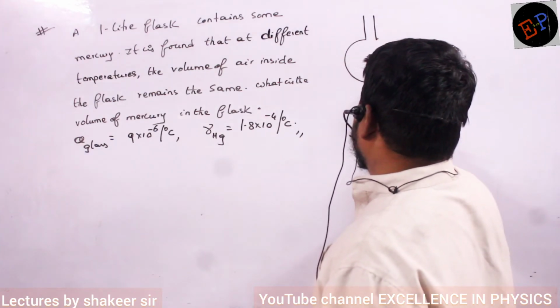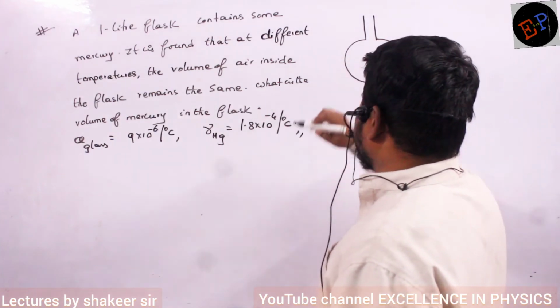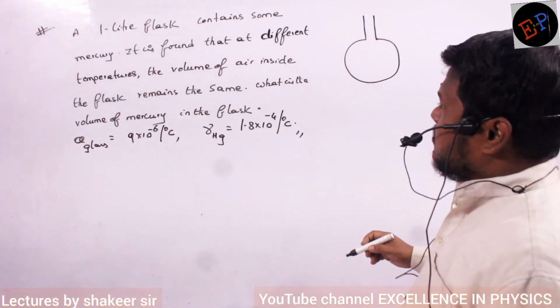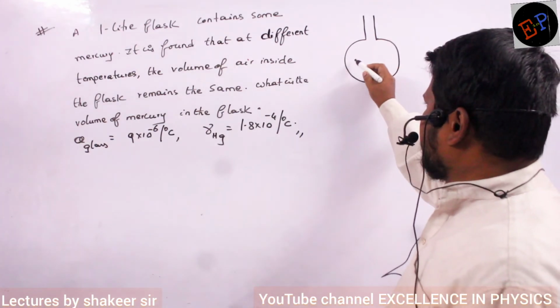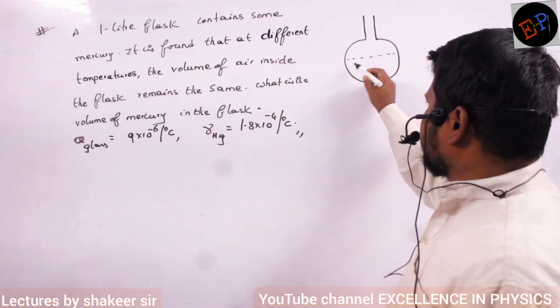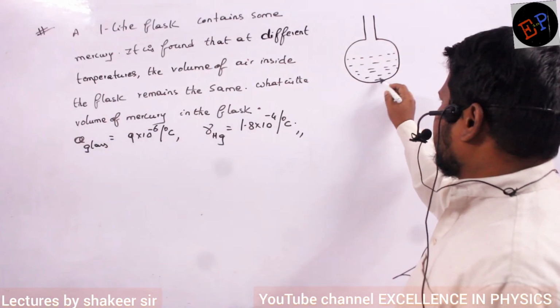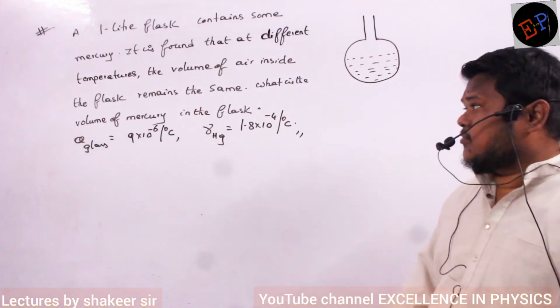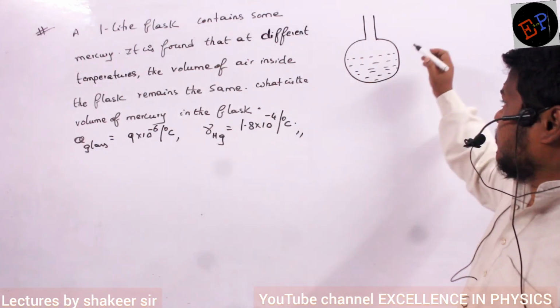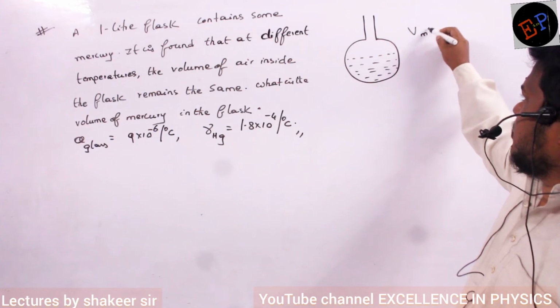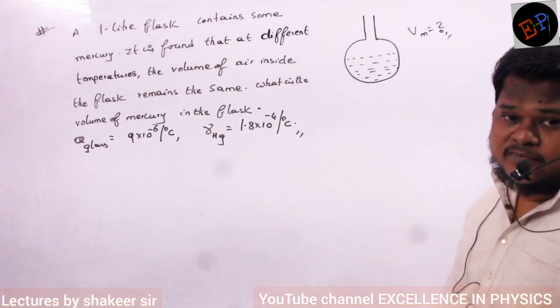So this is the glass flask. Clear? Capacity is 1 liter. In this flask, some mercury is present. How much mercury is present, we don't know. Understood, Noma? That volume of mercury is what you are supposed to find out. So the volume of mercury, how much is it, that you are supposed to find out.